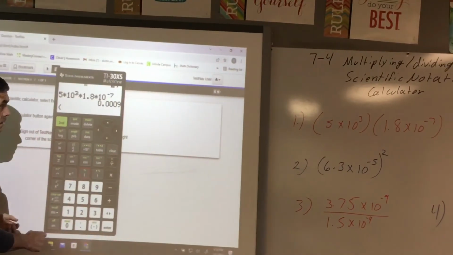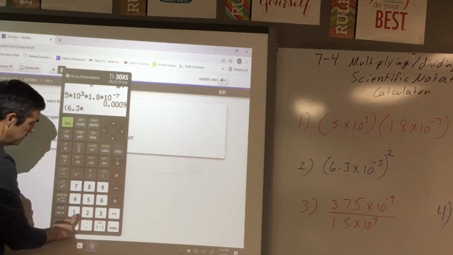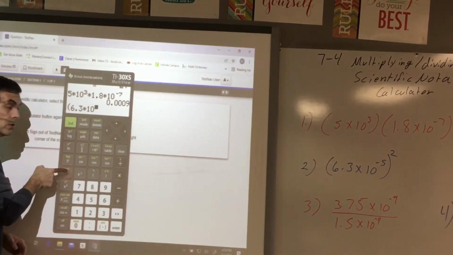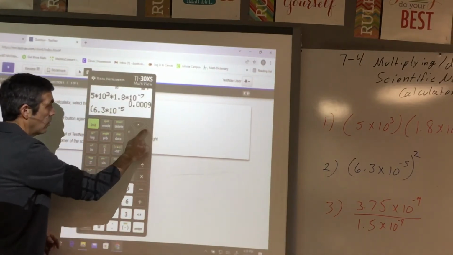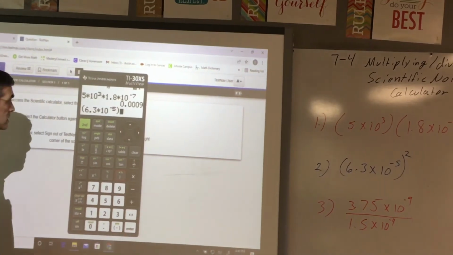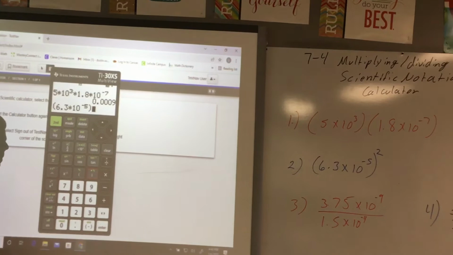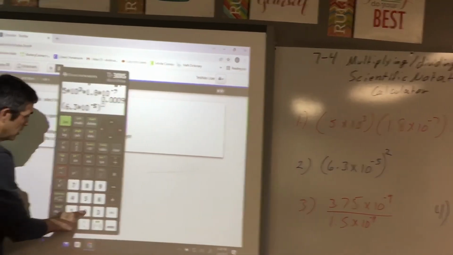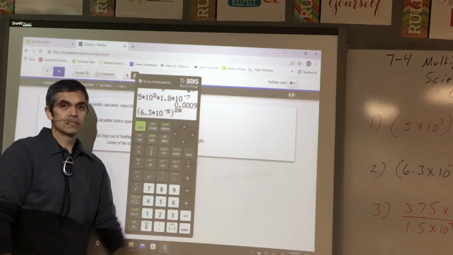So parentheses, 6.3 times 10 raised to the -5th, arrow off of that, and close your parentheses. The common mistake here is to leave that parenthesis up there and then you get an error, okay? Raised to the second power. 6.3 times 10 to the -5th raised to the second power.